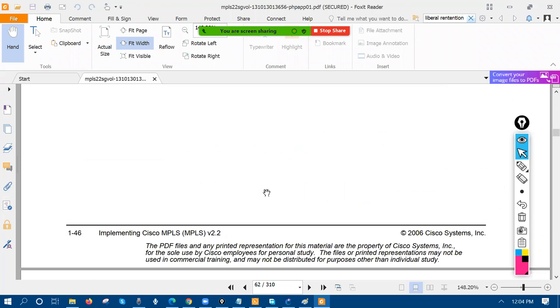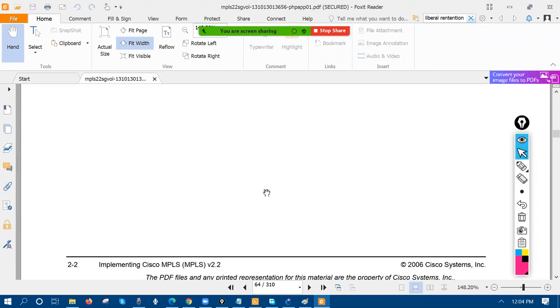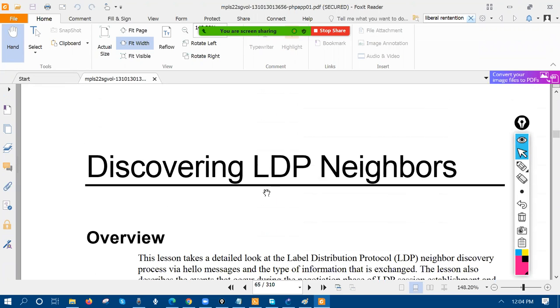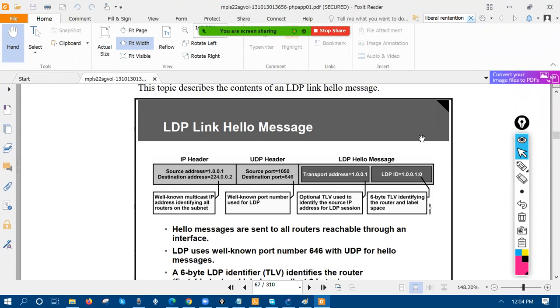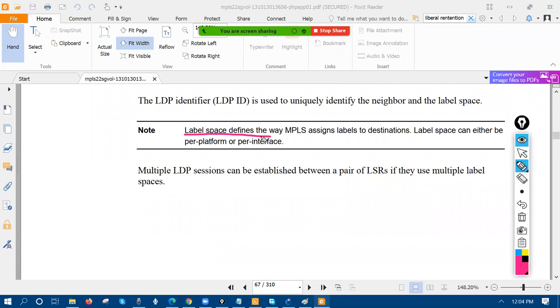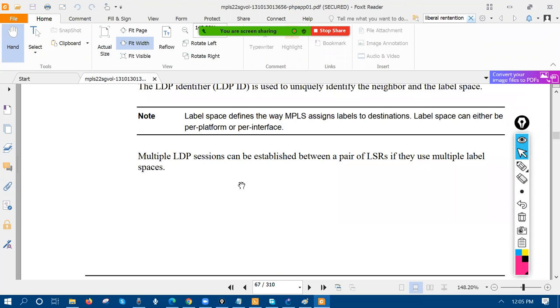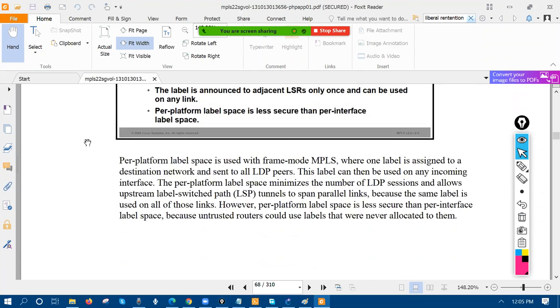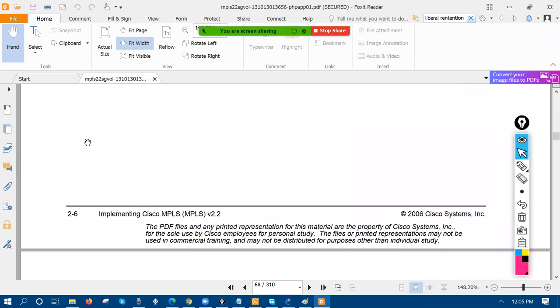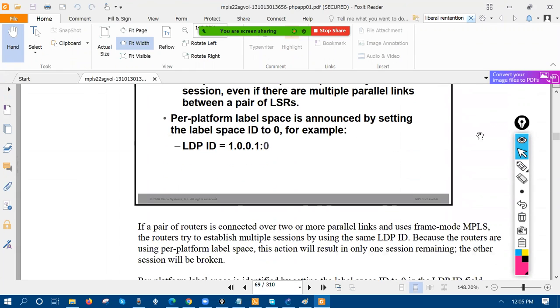The label distribution, we are already done with this part. So we have seen the label space, right? Per interface, right? In per platform, what happened? I'm going to have a single label, right? For one prefix, the same label. So per platform label space is going to be identified by space ID 0, right?